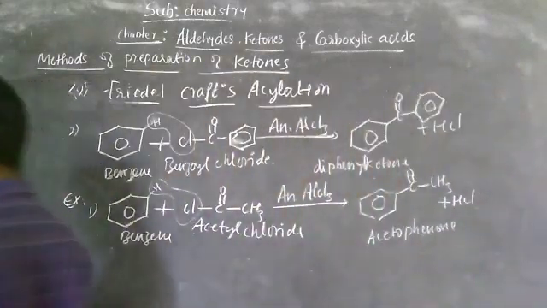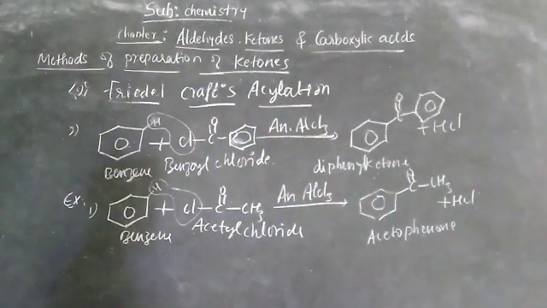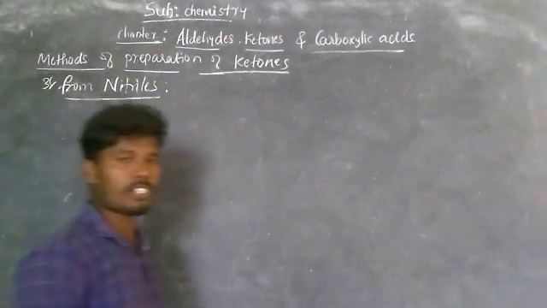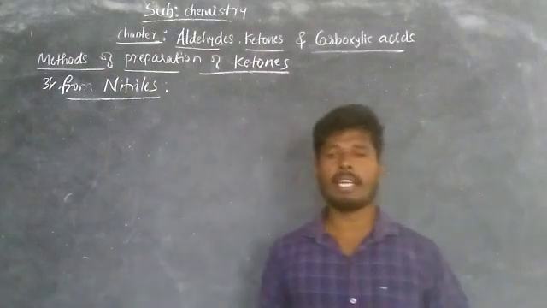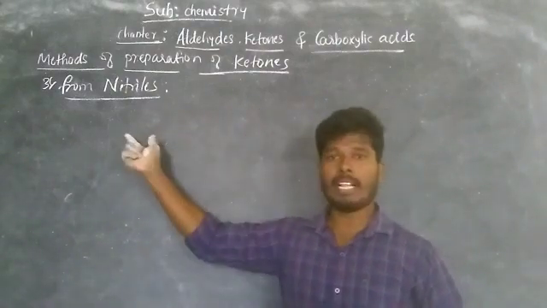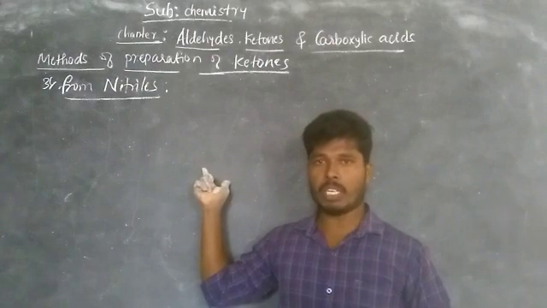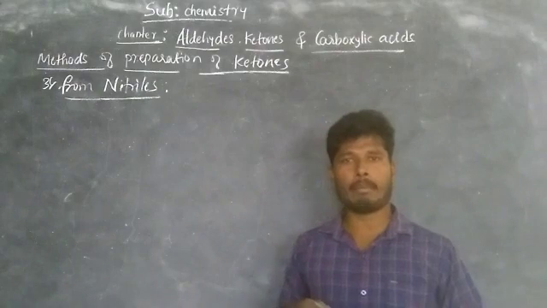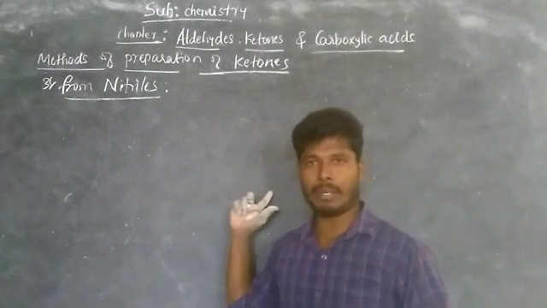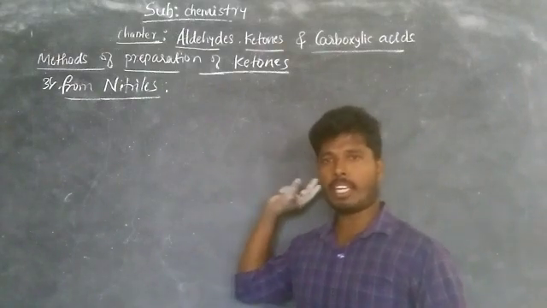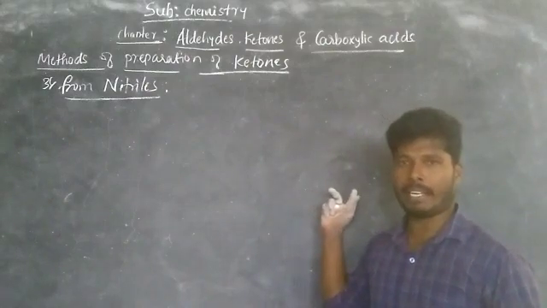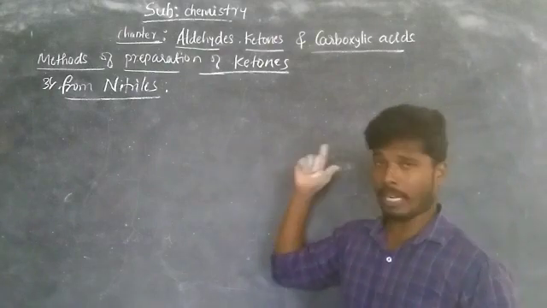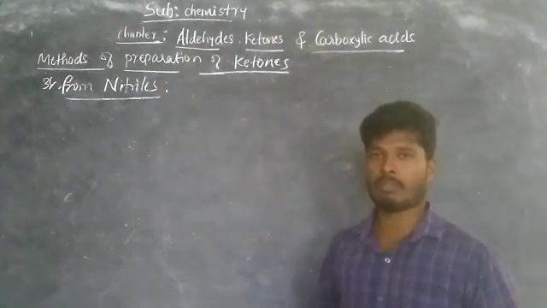Now take the third method, from nitriles. Here you know the functional group of nitriles, that is R-C triple bond N. The nitriles are treated with Grignard reagent. You get an imine compound. Imine means a carbon-nitrogen double bond. That imine on hydrolysis gives you a ketone compound along with amine and the byproduct. So that process is one of the methods to prepare ketones from nitriles.